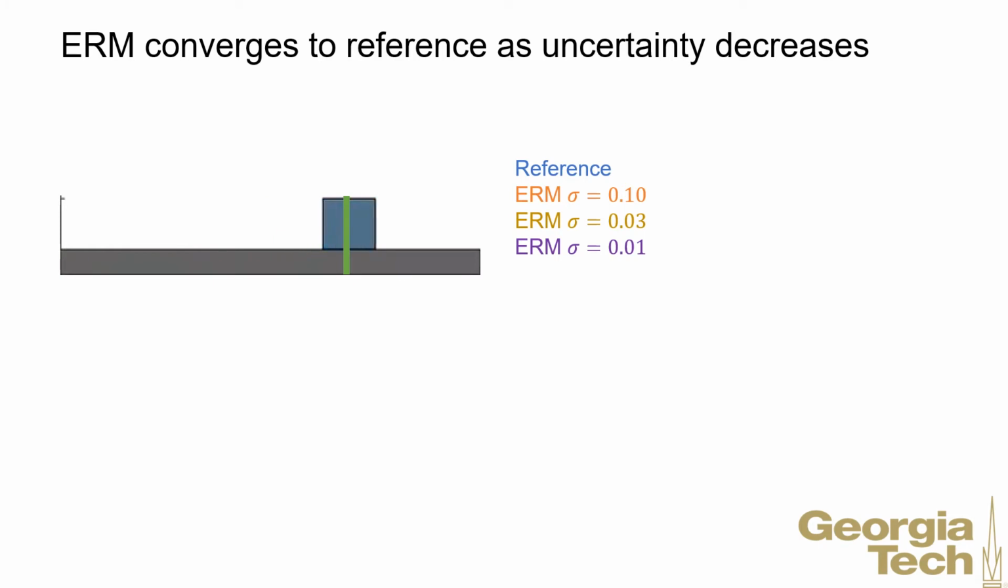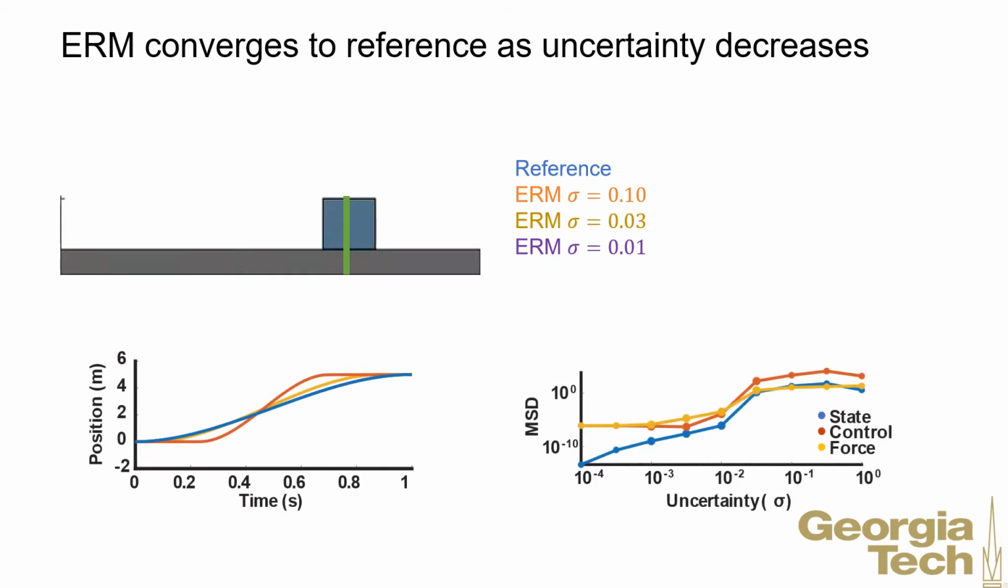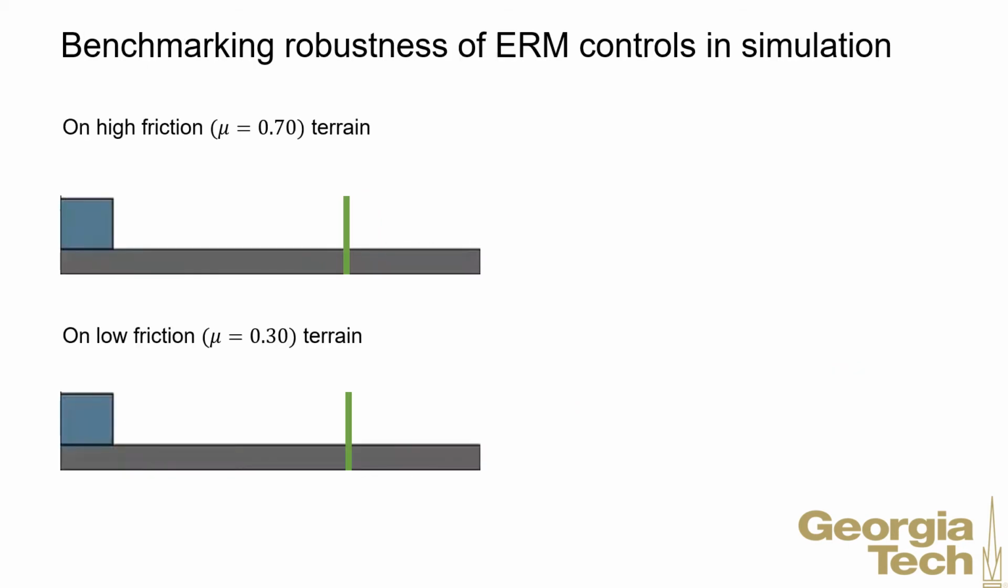We found that this convergence applies not only to the position trajectory of the block, but also to the optimized state, control, and reaction force trajectories. To evaluate the robustness of our method, we simulated the controls produced by the ERM and by a reference trajectory optimization over terrains with different friction coefficients. We also benchmarked the performance against controls produced by a worst-case robust scenario optimization.